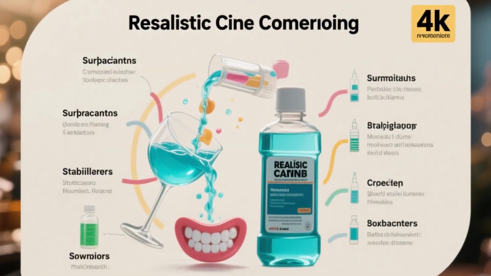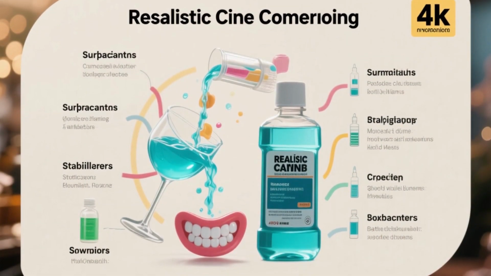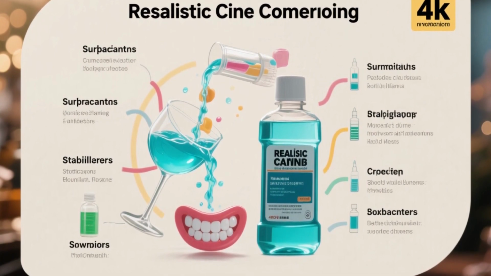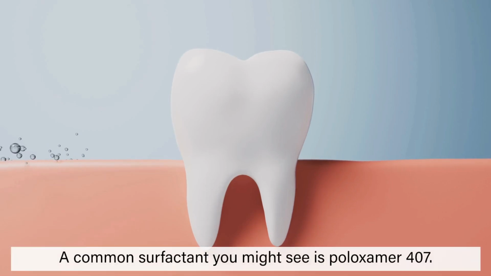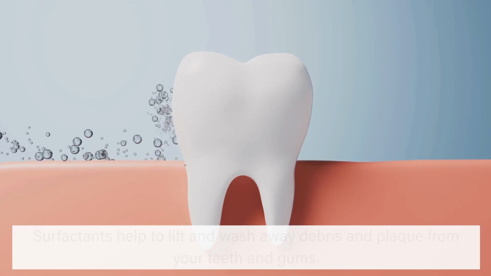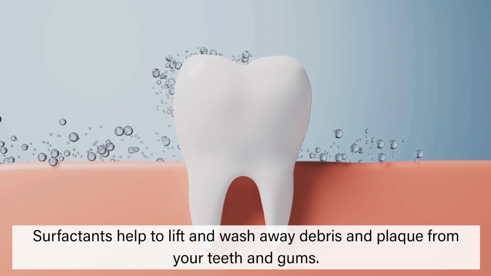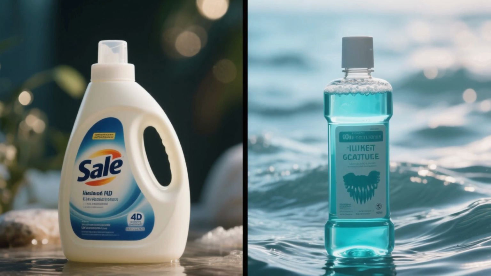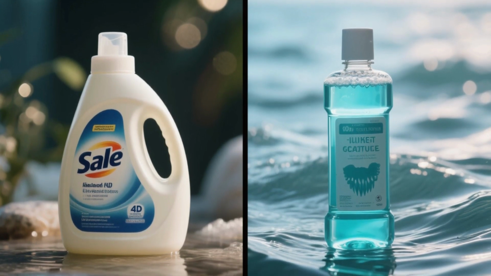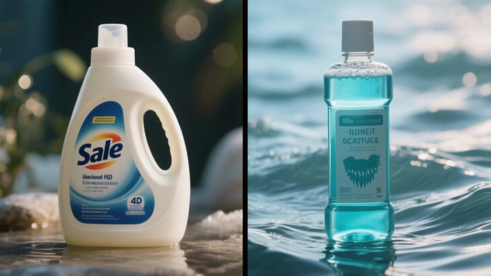To keep all these ingredients mixed together and to give the mouthwash its characteristic texture, manufacturers use surfactants and stabilizers. A common surfactant you might see is Poloxamer 407. Surfactants help to lift and wash away debris and plaque from your teeth and gums. They're a bit like the detergents in soap, but much gentler and formulated specifically for your mouth.